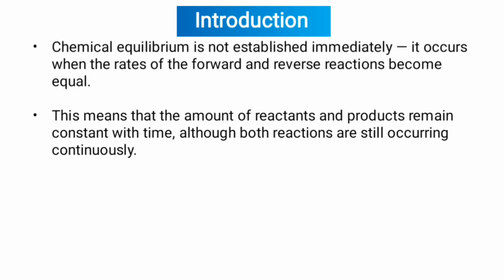Now, introduction. My dear student, chemical equilibrium is not established immediately. It occurs when the rates of the forward and reverse reactions become equal. This means that the amount of reactants and products remain constant with time, although both reactions are still occurring continuously.